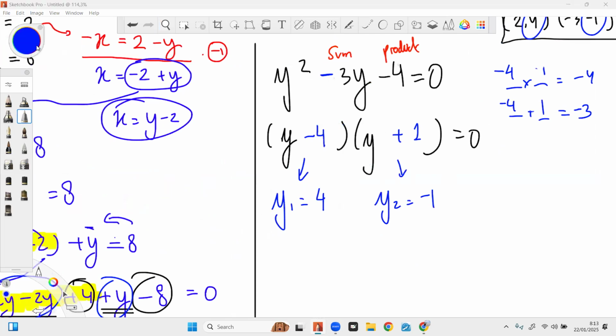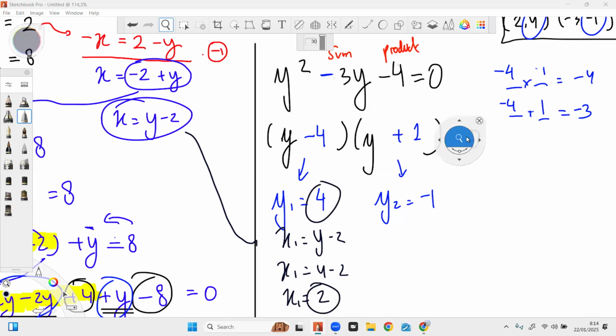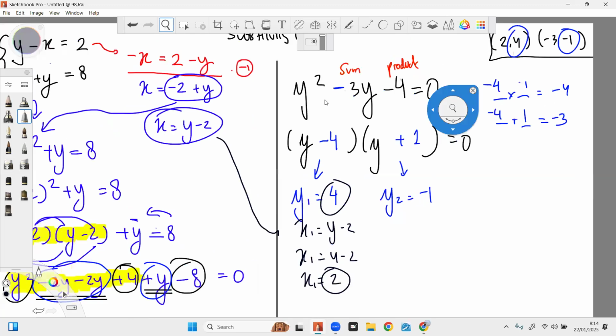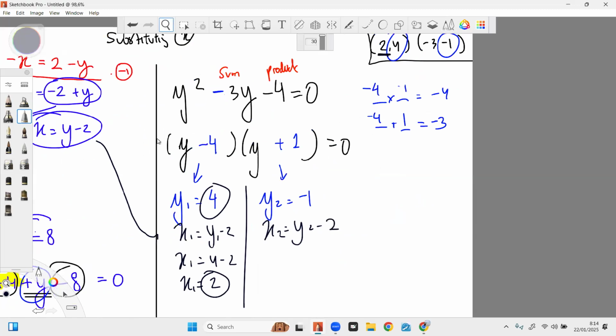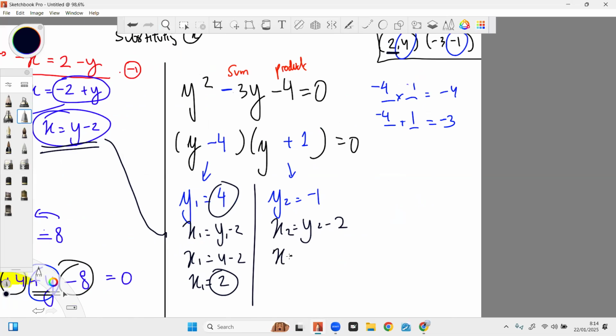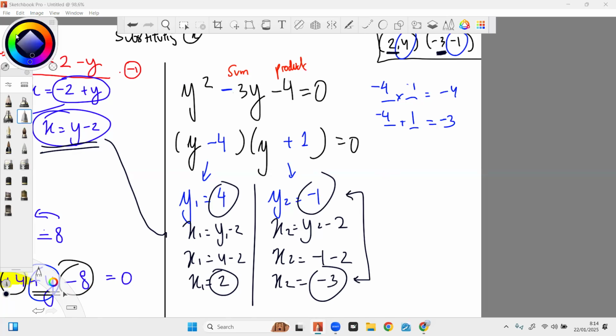We already have the x here. x1 equals y minus 2, which is 4 minus 2, 2. Same, right? Here. And then x2, sorry, x2 equals y2 minus 2. Continuing to this, it's the same, just substitute. x2 equals -1 minus 2, -3. Same, right? Even the pairs are the same also. Just the order of the operation.